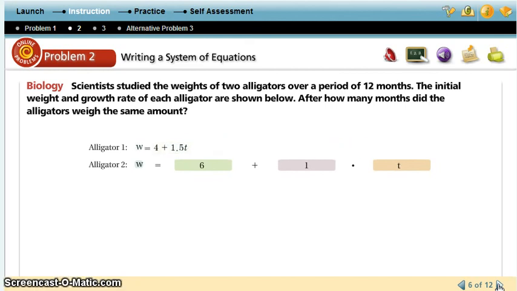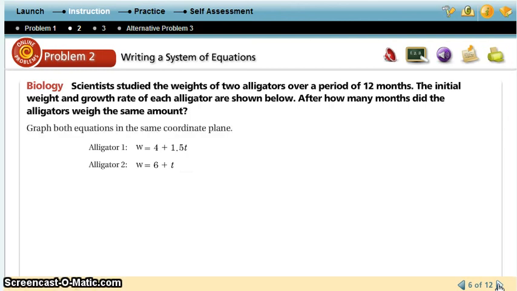The first alligator's equation is W equals 4 plus 1 5/10 times T. The second alligator's equation is W equals 6 plus T. Graph both equations in the same coordinate plane to see when their weight is the same.